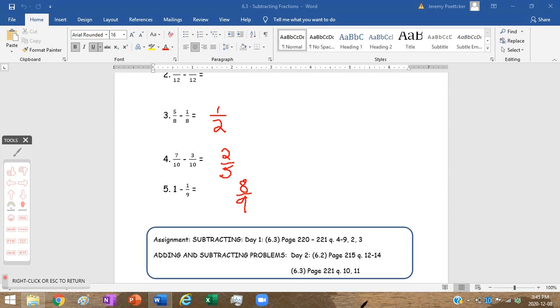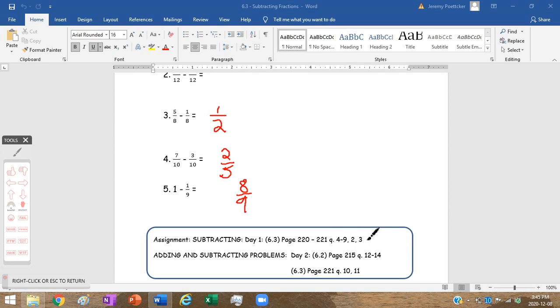Alright, so your assignment for day 1, section 6.3. If you don't have the textbook, you're going to have to find that 6.3 on the bottom part of the odd numbered pages. It's going to be somewhere past 220 to 221. This is for Aaron and Jakey. For the rest of you, page 220 and 221, questions 4 to 9, and then do 2 and 3.